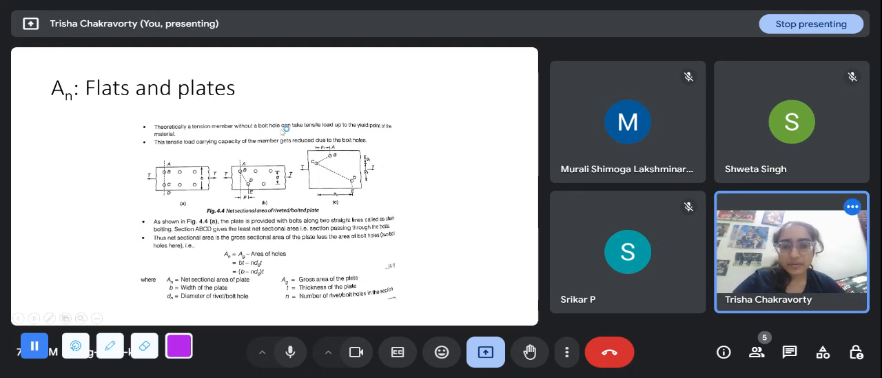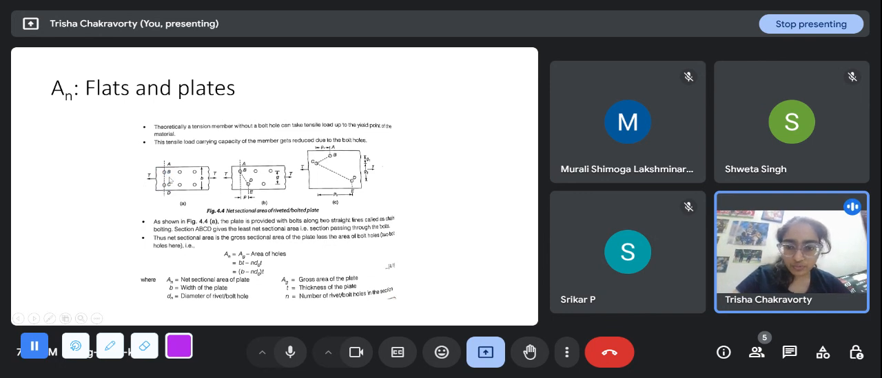Theoretically, a tension member without a bolt hole can take tensile load up to the yield point of the material. This tensile load carrying capacity of the member gets reduced due to the bolt holes. So, take this section ABCD. It has two bolt holes at B and C. So, the plate is provided with bolts along two straight lines, called chain bolting. Section ABCD gives the least net sectional area, that is, the section passing through the bolts. Assuming all these bolt holes are equal, this section and this section will have the same net area, and the rest of the plate will have the gross sectional area.